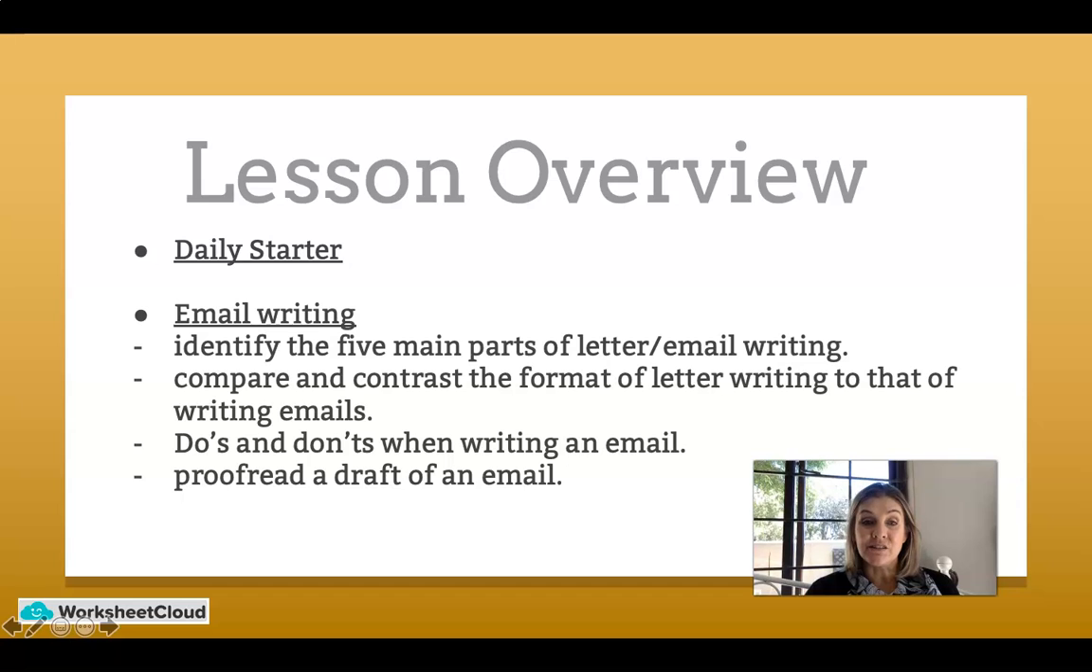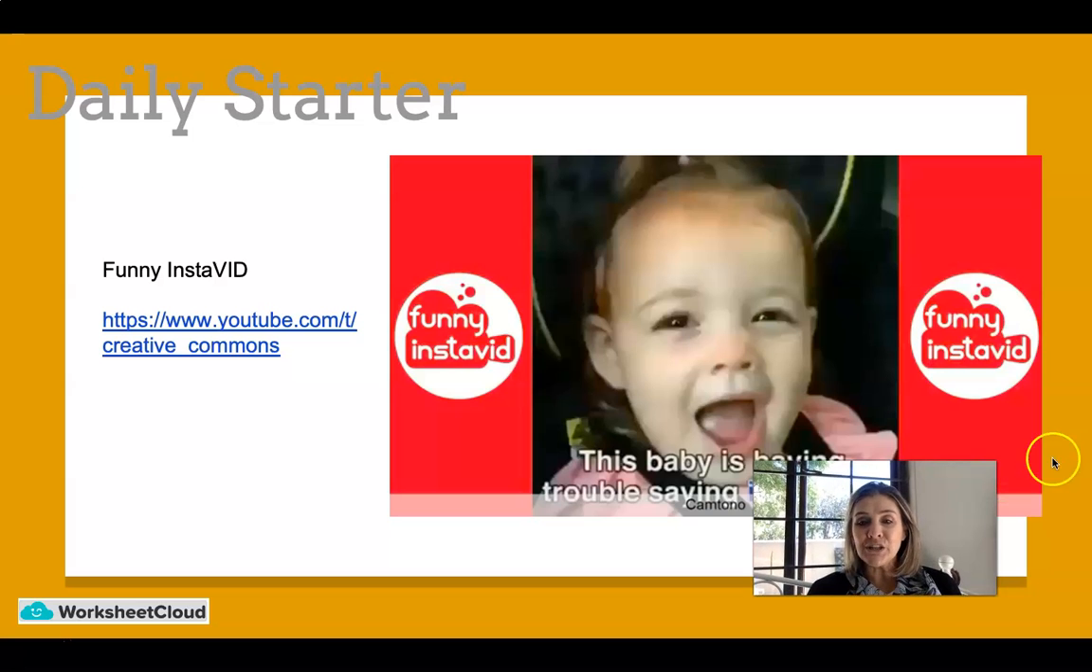So let's jump into our lesson overview for today. We are going to have a daily starter, and then we are looking at email writing. We are going to identify the 5 main parts of a letter or an email. We are going to compare and contrast the format of letter writing to that of writing emails. We are also going to look at the do's and don'ts when writing an email, and then just to make sure that you proofread a draft of an email. So in other words, you just make sure that you edit it properly, you check your spelling, and all those important things.